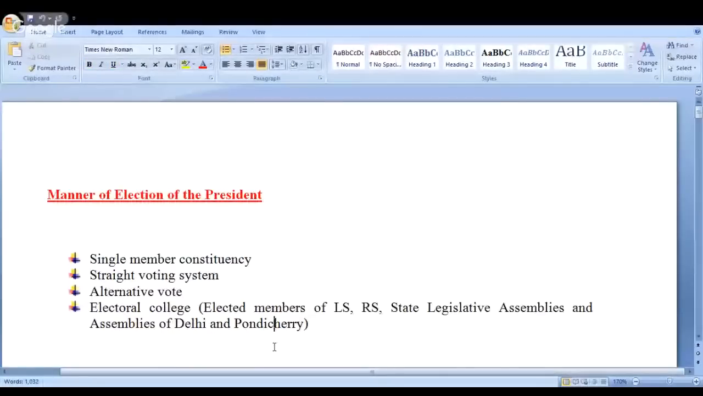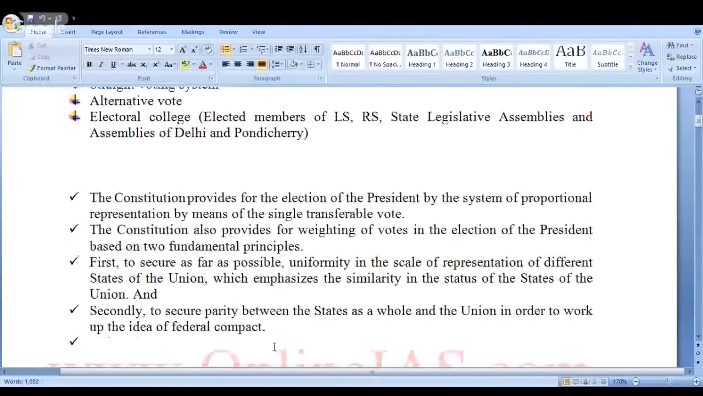I'll just show you two points, then we'll be moving ahead. Listen to these statements very clearly. The Constitution provides for the election of the President by the system of proportional representation by means of the single transferable vote. The Constitution also provides for the weightage of the votes in the election of the President based on two fundamental principles. What are these principles? Let's try to understand.